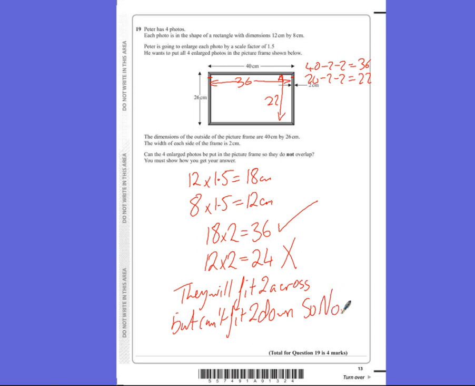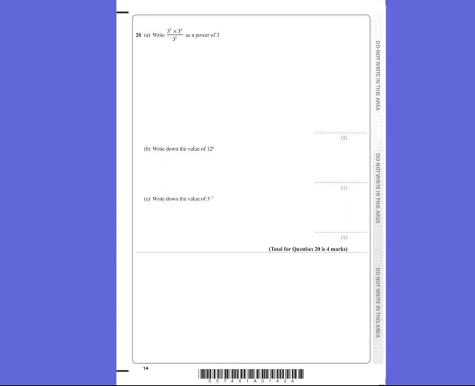Question 20. Write 3 to the power of 5 times 3 to the power of 4 over 3 to the power of 2 as a power of 3. Well, 3 to the power of 5 just means 3 times 3 times 3 times 3 times 3. And 3 to the power of 4 is 3 times 3 times 3 times 3. So altogether you can see we've got 3 to the power of 9. There are 9 3's all in a row. And we're going to divide that by 3 twice. So divide that by 3 squared.